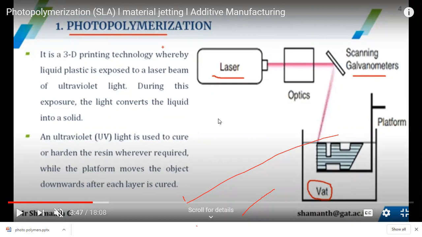It is a 3D printing technology whereby liquid plastic is exposed to a laser beam or ultraviolet light. During this exposure, the light converts the liquid into a solid. So in this operation, the liquid is converted into a solid product. Ultraviolet light is used to cure or harden the resin wherever required, while the platform moves the object downwards after each layer is cured on this equipment.